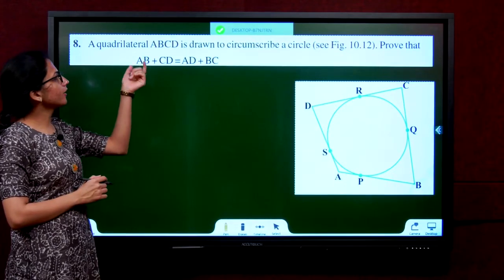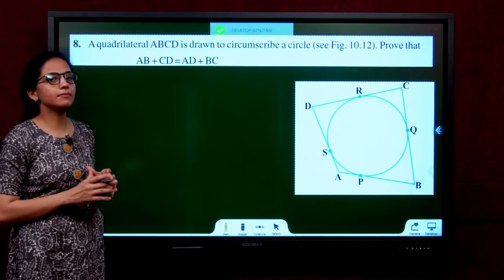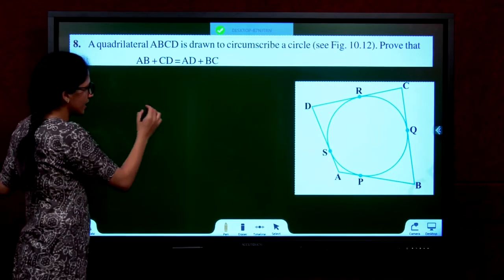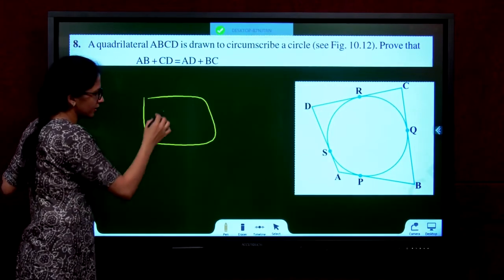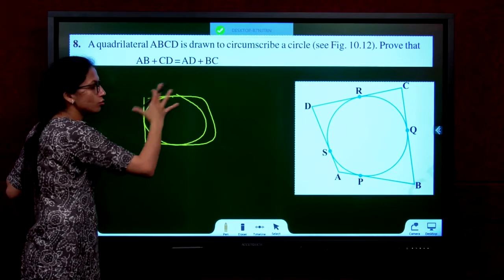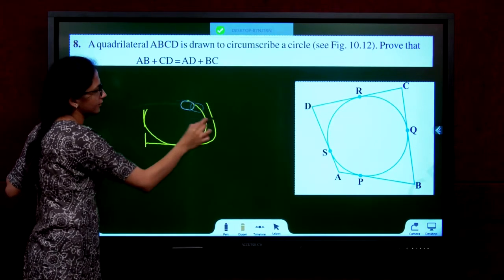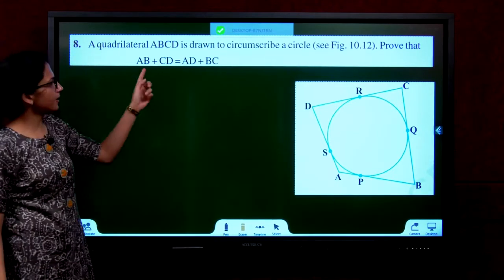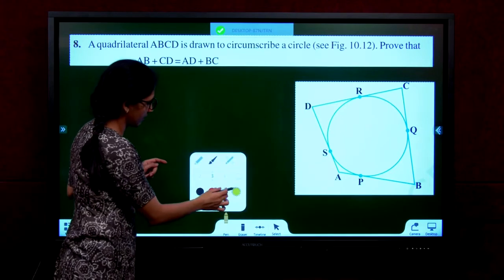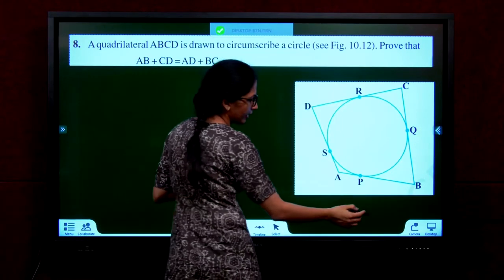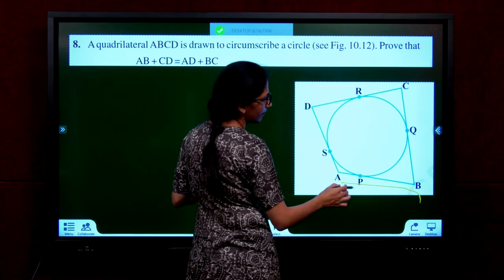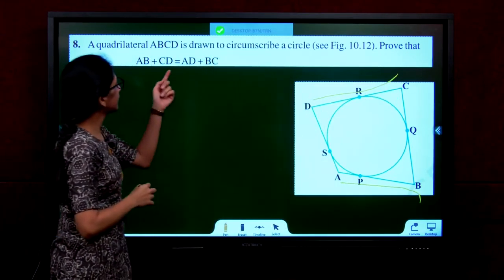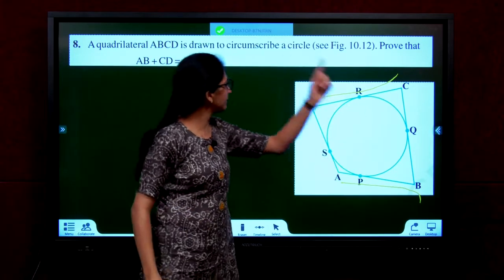A quadrilateral ABCD is drawn to circumscribe a circle. Circumscribe means it's outside the circle. See, this is circumscribing, it's outside the circle. It's covering the circle. Prove that AB plus CD, let me mark it, so this is AB and this is CD, AB plus CD is equal to AD plus BC.